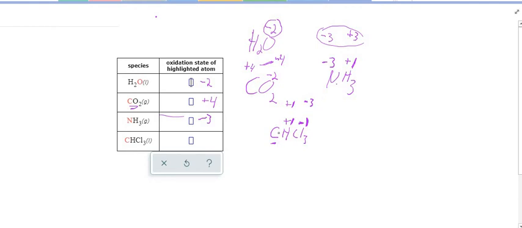I have one carbon, so in order to get everything to add up to 0 in my accounting up here, the only way that can be is if carbon is a +2. 1 times 2 is a +2. When I add all those up, the total oxidation state is 0 for the entire compound. And so for carbon it is a +2. You submit those to Alex and you should be able to get that one right.